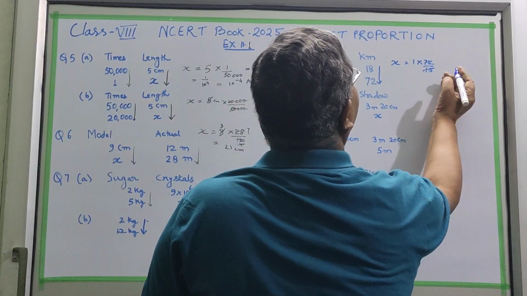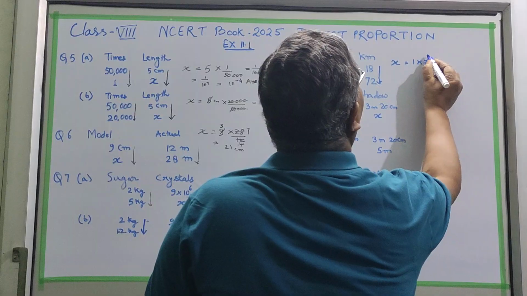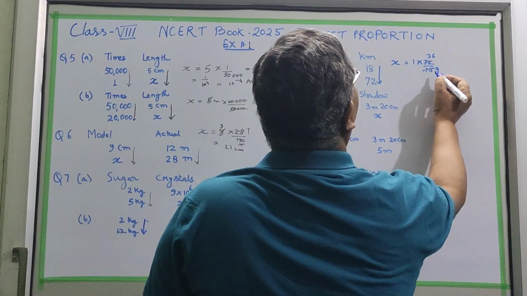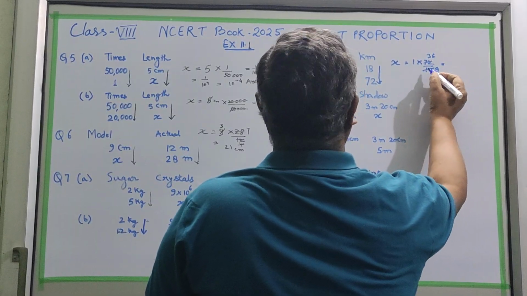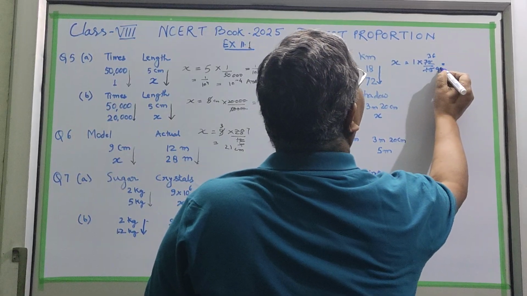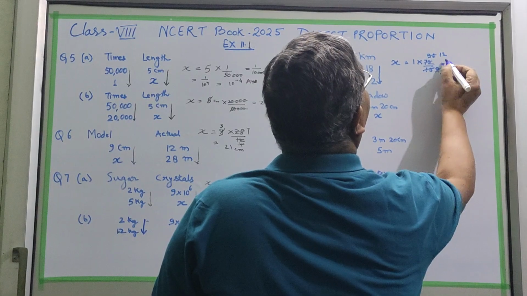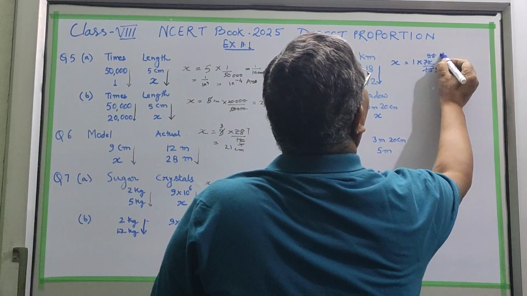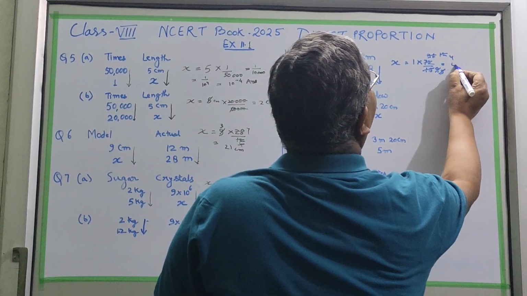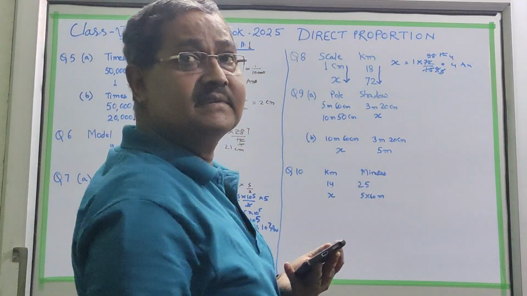18 3s are 54, 72 upon 18. 9 to that 36. Then 3 4s are 12. So the answer is 4 centimeters. 4 centimeters is your answer.